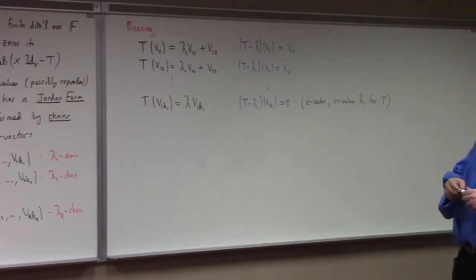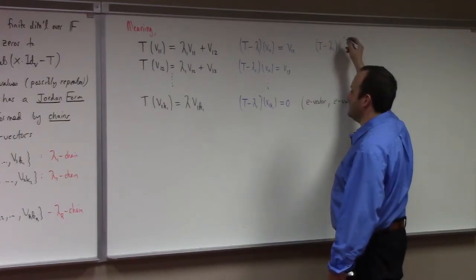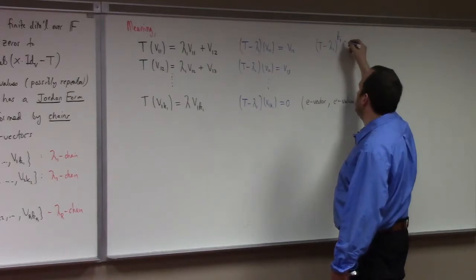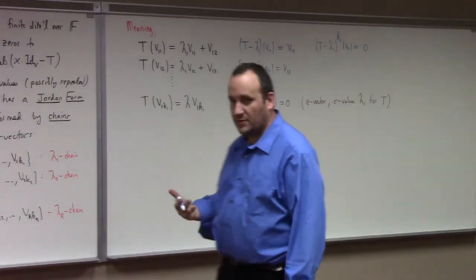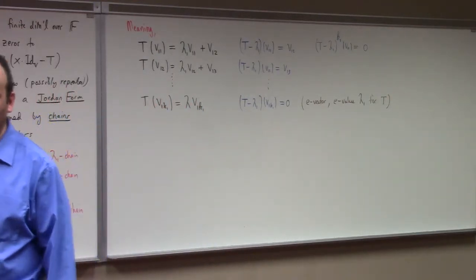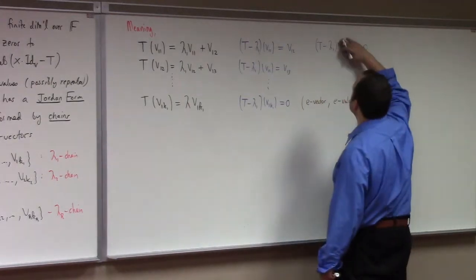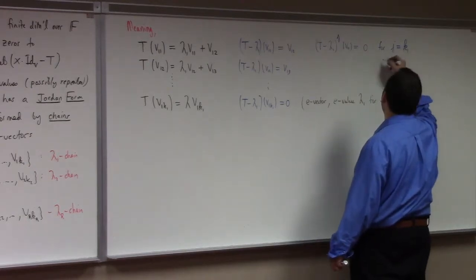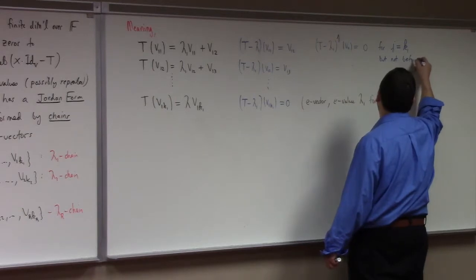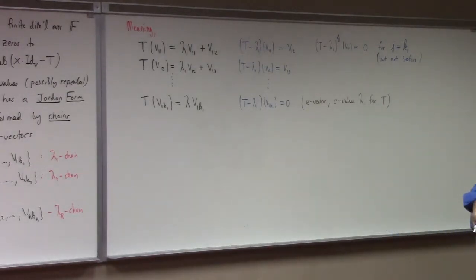And you can prove that T minus lambda 1 to the k1 on v11 is equal to 0. And yet, if you look at T minus lambda 1 to the k1 minus 1, it's not equal to 0. In other words, the first thing in the 1 chain is a generalized eigenvector of order k1. So that's what I mean. These are chains of generalized eigenvectors. But they're not T-cyclic, right? But they're almost T-cyclic. You see that?